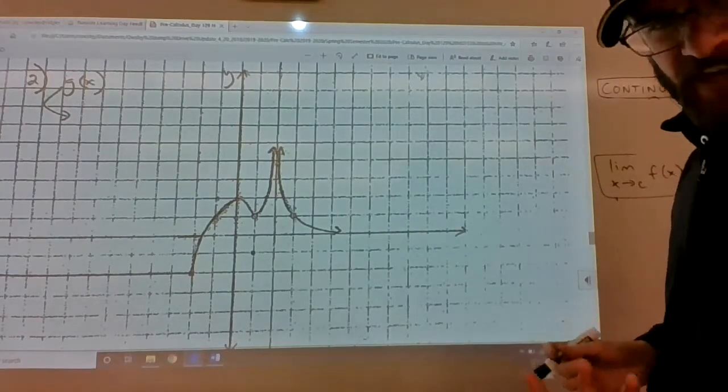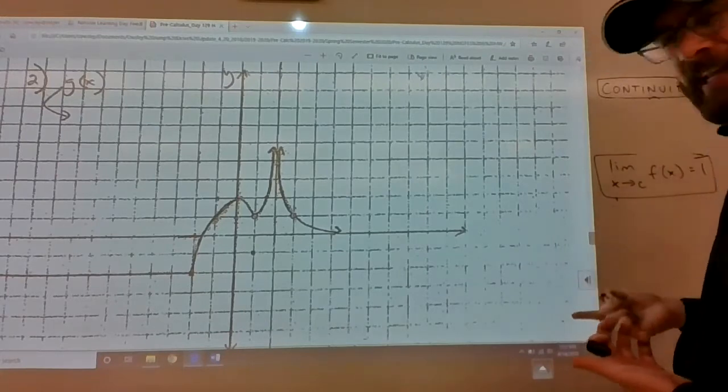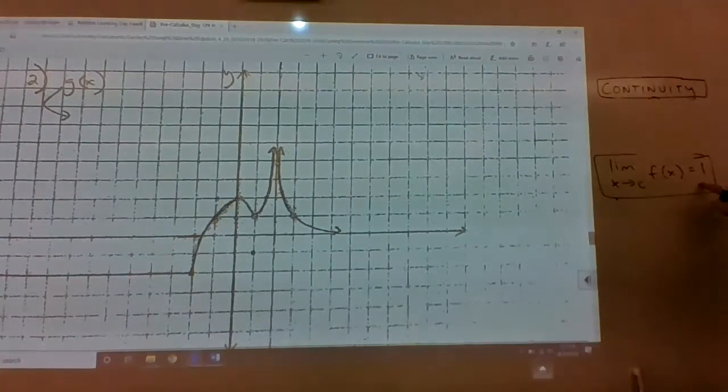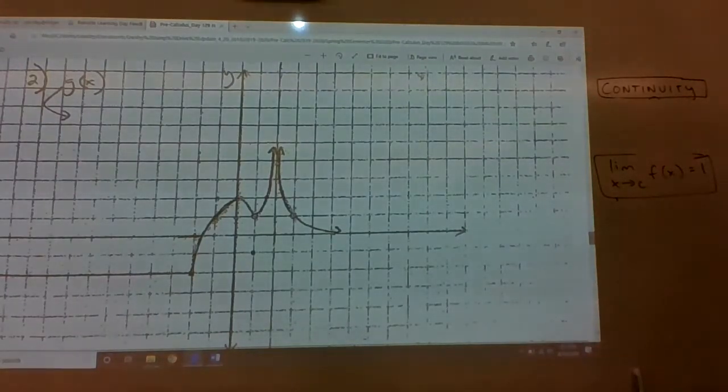So I kept things the same. Continuity, limit, even equaling 1 was the task at hand. This one's a lot easier to deal with.